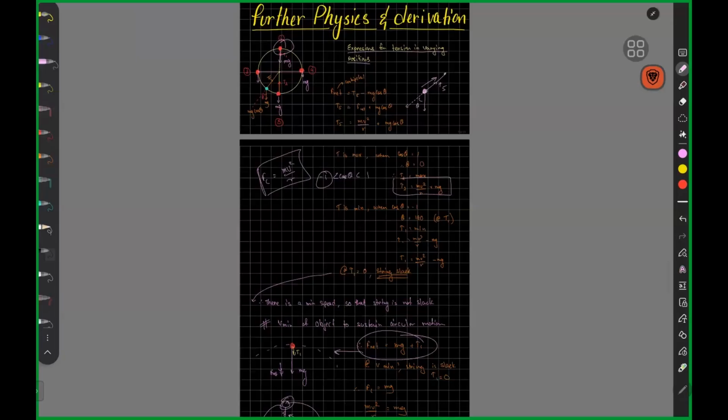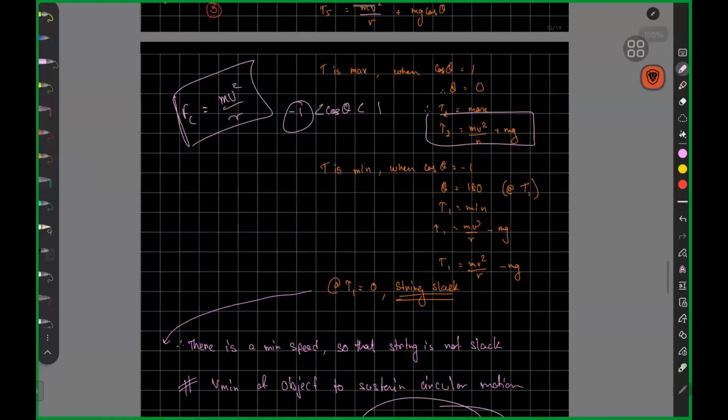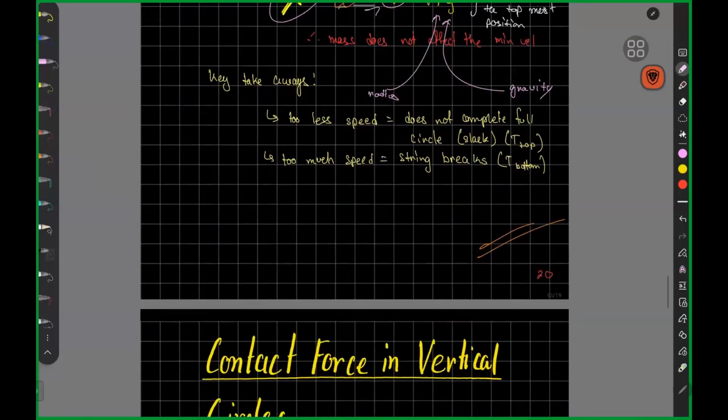Right? Do we have any question till this point? Anything that is sort of bugging you, is not making sense till this point? Okay.